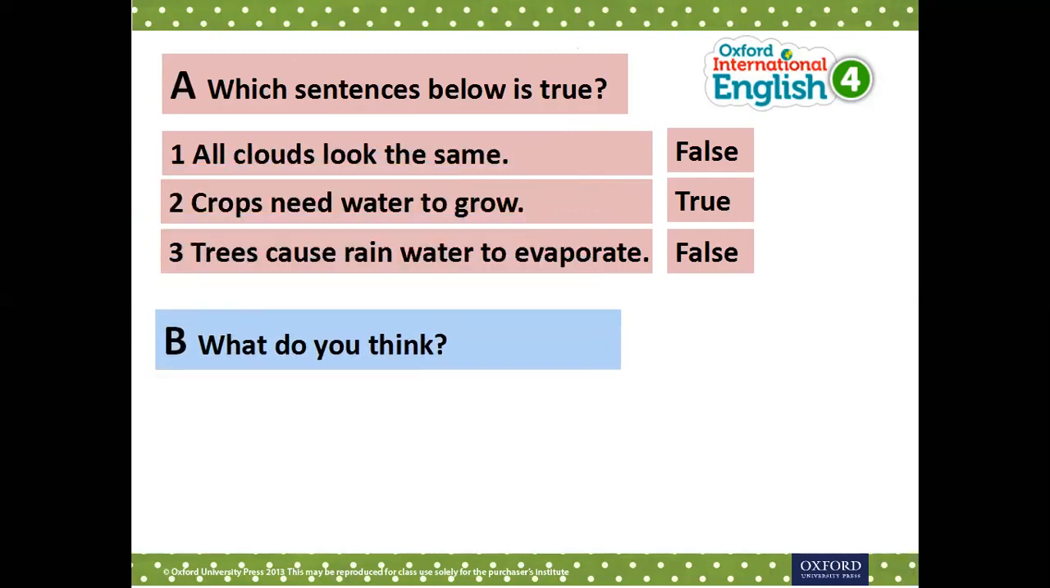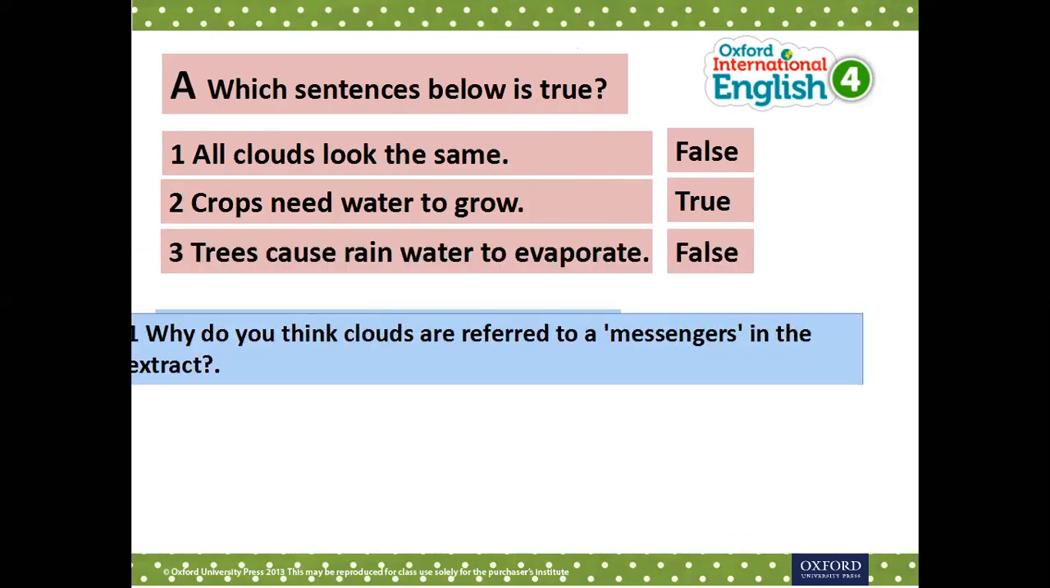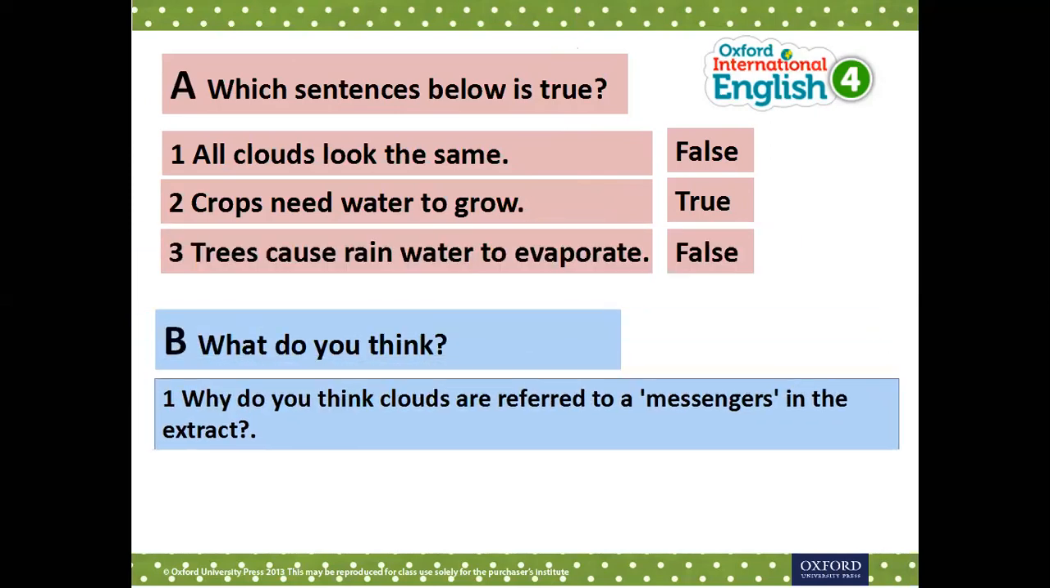Let's go to exercise B. What do you think? Number one, why do you think clouds are referred to as a messenger in the extract? Why did they say that the cloud is a messenger in the extract? Who can answer this?